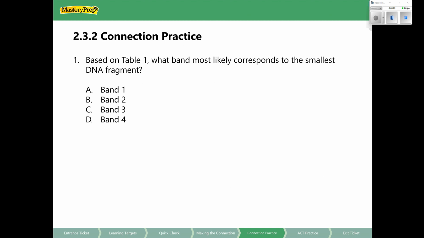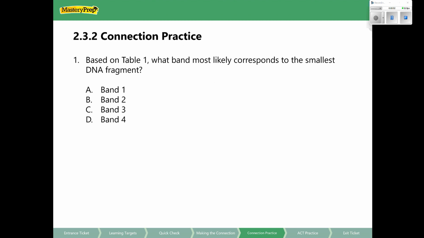B is the correct piece of additional information we need. Because again, what band most likely corresponds to the smallest DNA fragment? Do we know anything about the DNA fragments? Because A states DNA fragments are short sections of DNA that are recognized on an agarose gel as a band. Smaller fragments travel at a faster distance. So that's actually giving us information about what the fragments are. So B is the correct answer for the first part of what additional information we need.